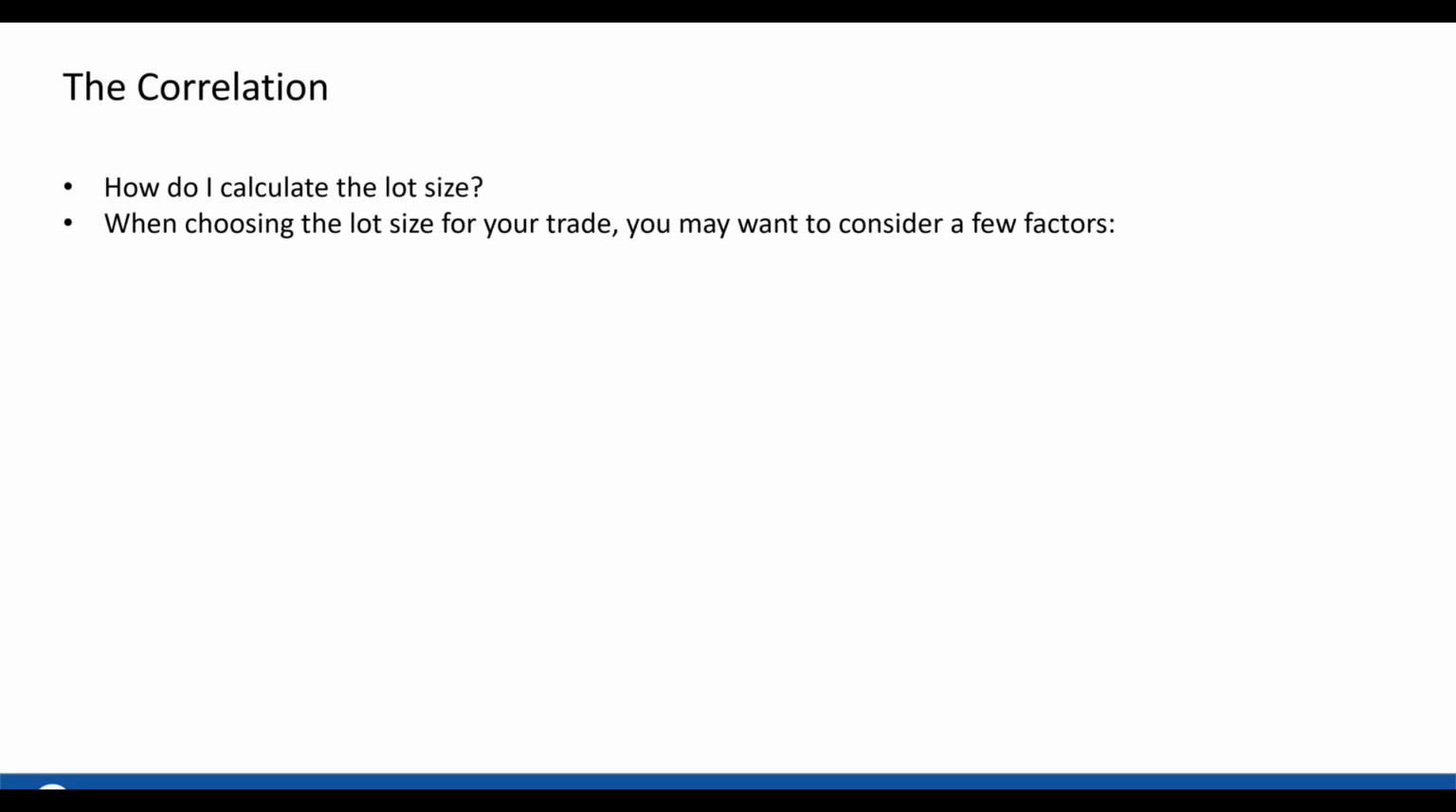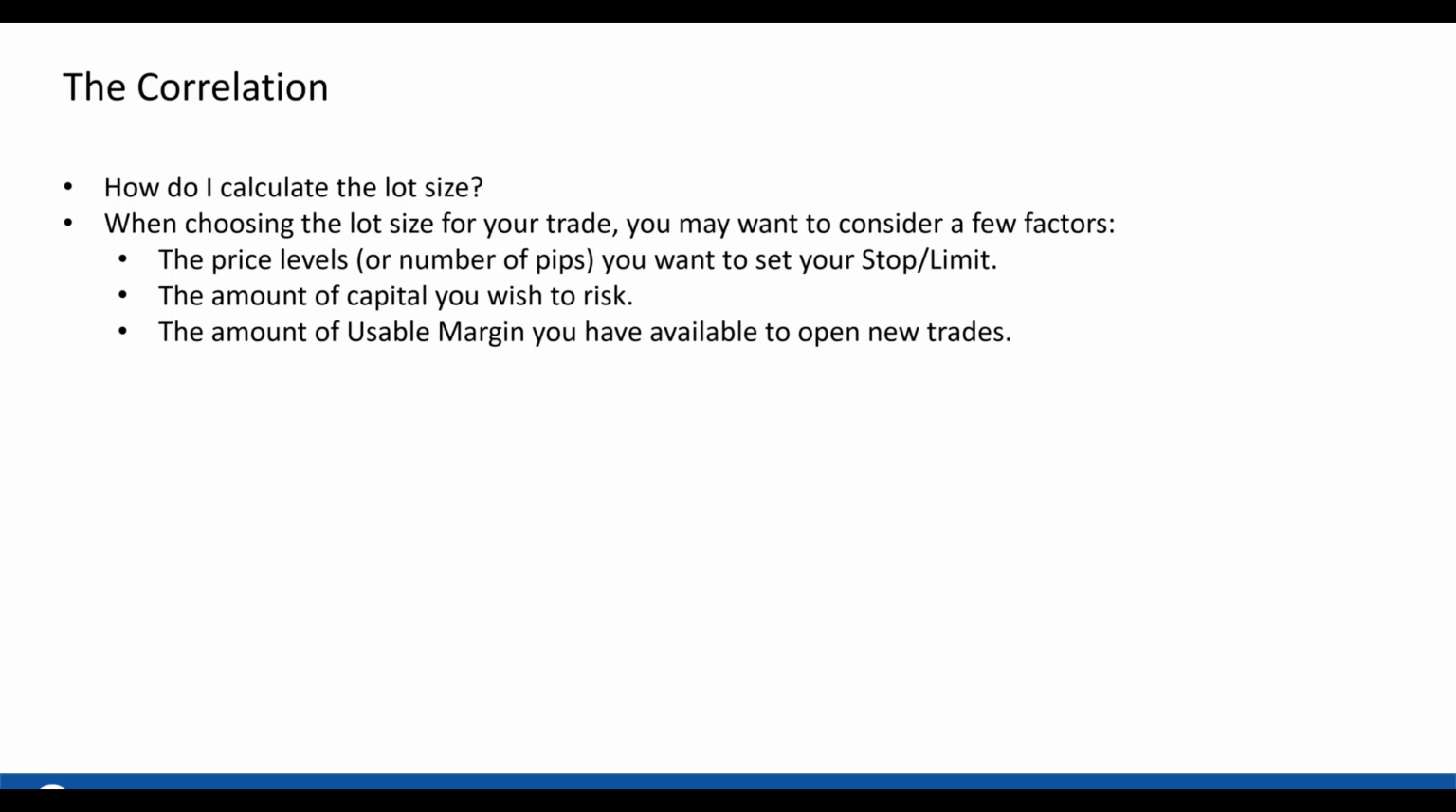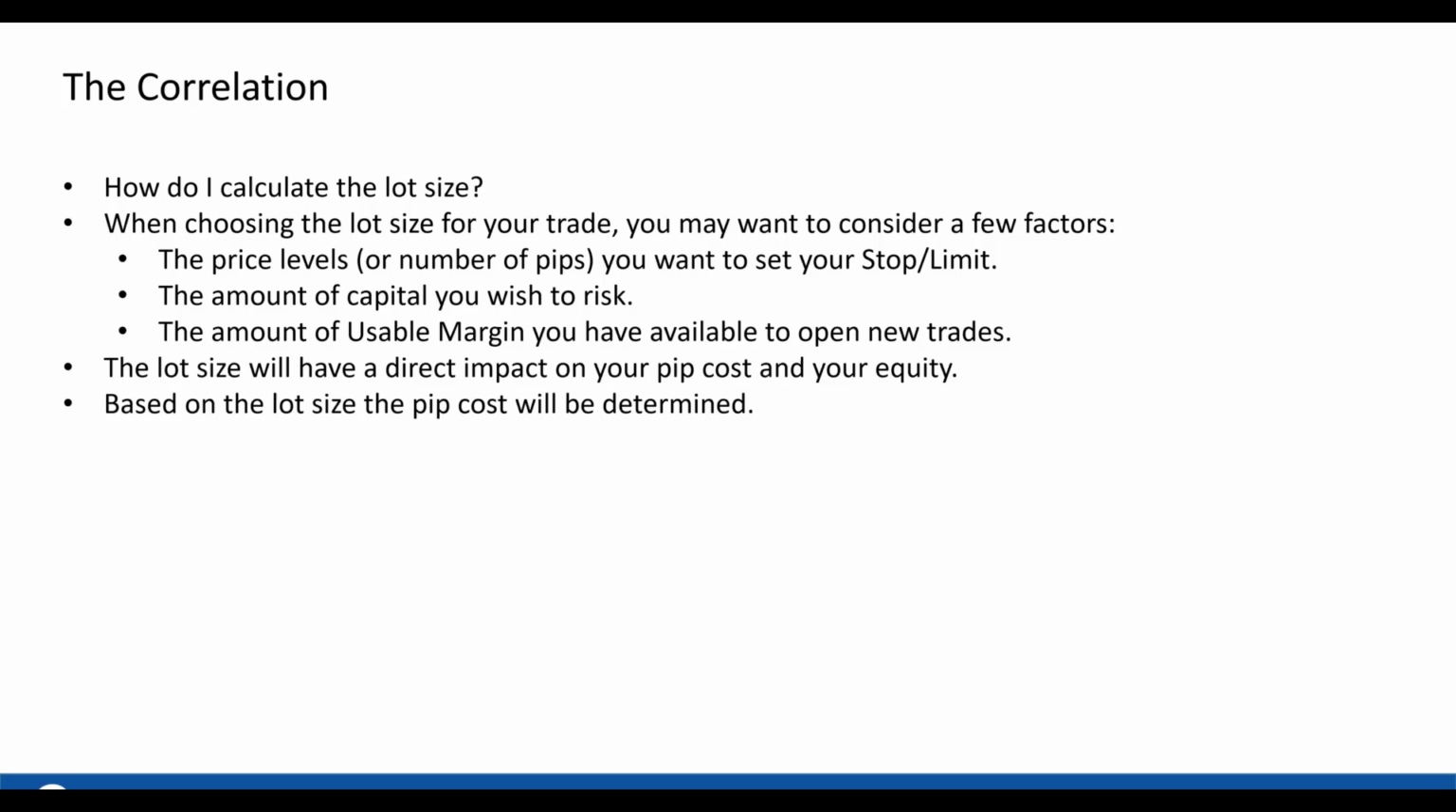How do I calculate the lot size? Well, when choosing the lot size for your trade, you may want to consider a few factors: the price levels or number of pips that you want to set your stop and limit orders to, the amount of capital you wish to risk, and the amount of usable margin that you have available to open new trades. The lot size will have a direct impact on your pip cost and your equity. Based on the lot size, the pip cost will be determined. So let's take a look at an example.